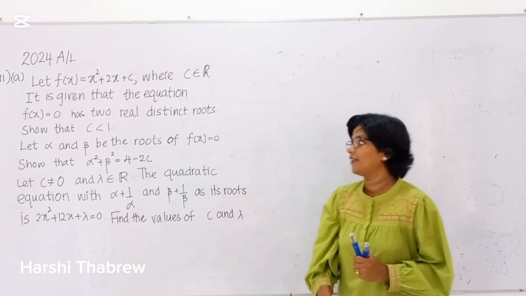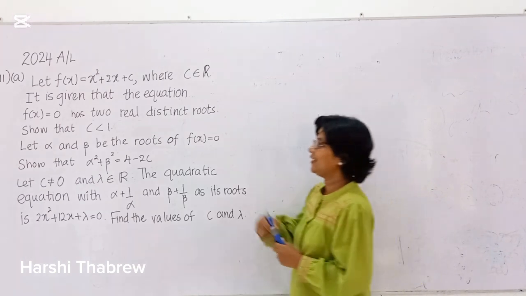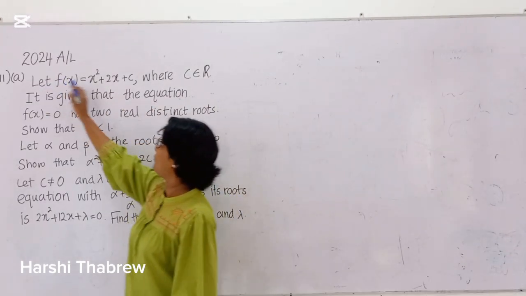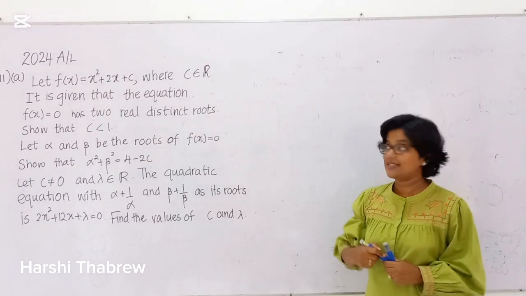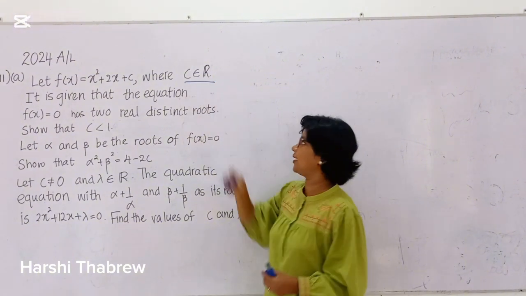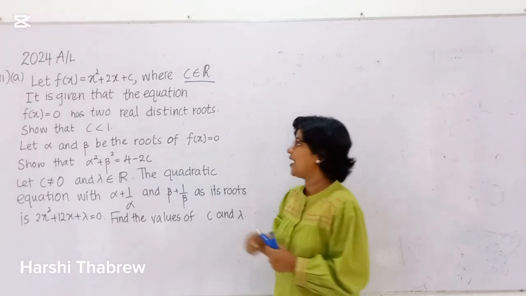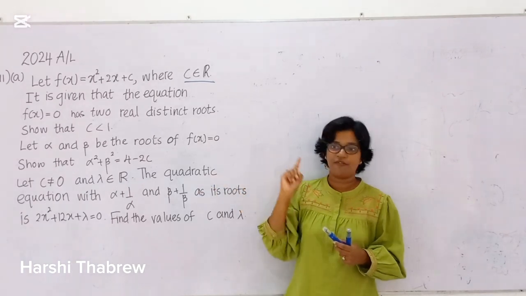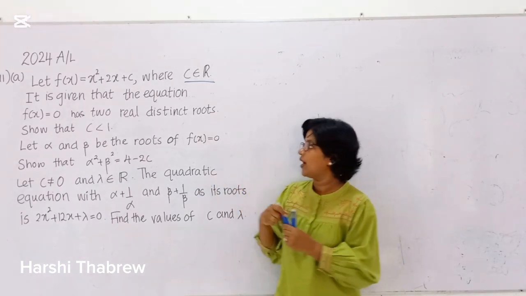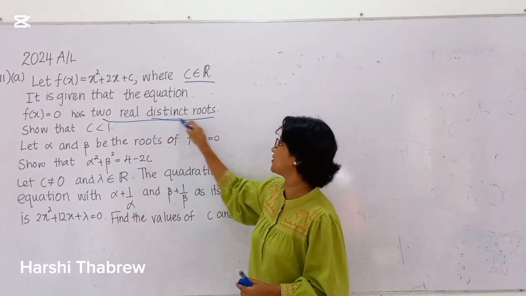Let's read the question and let's find clues. Let f(x) equals x squared plus 2x plus c, where c is an element of real numbers. You have to highlight these important parts. Then it's given that the equation f(x) equals 0 has two real distinct roots.